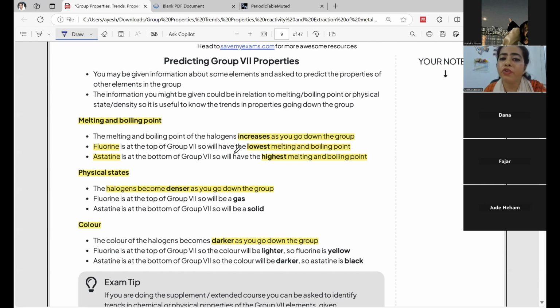Fluorine at the top is going to have the lowest melting and boiling points. And astatine at the end of the group is going to have the highest melting and boiling points. The physical state becomes denser. At the start, fluorine is a gas. At the end, astatine is going to be solid.